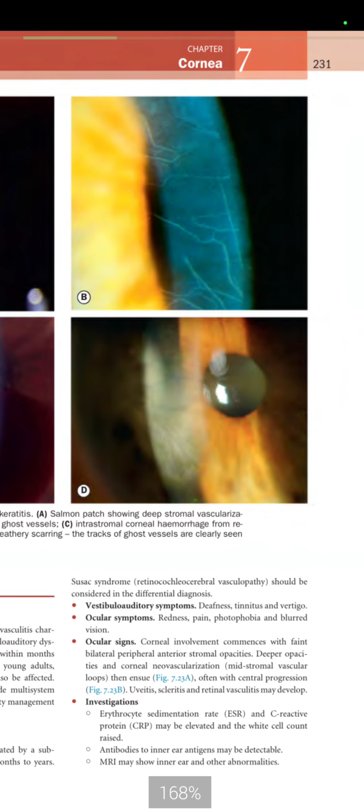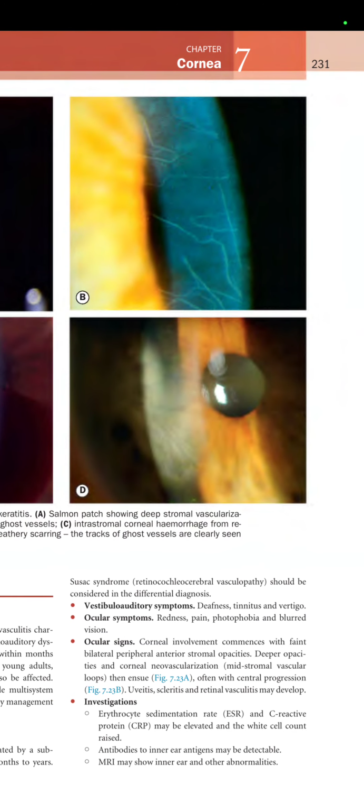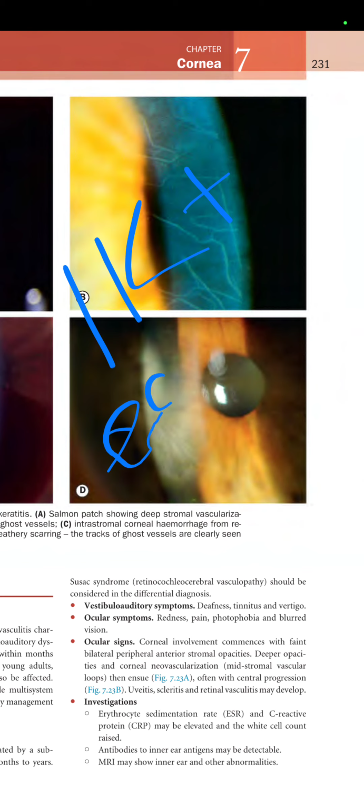So what are the investigations? ESR, erythrocyte sedimentation rate, and C-reactive protein may be elevated and the white blood cell count may be raised. Antibodies to inner ear antigen may be detectable. MRI may show inner ear and other abnormalities. So you have to remember that interstitial keratitis plus vestibulo-auditory symptoms is Cogan syndrome.